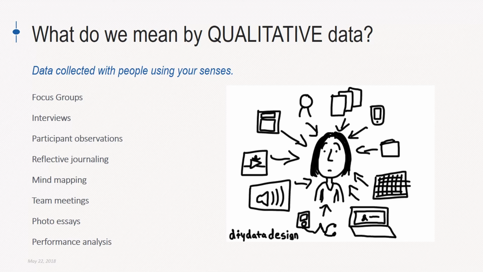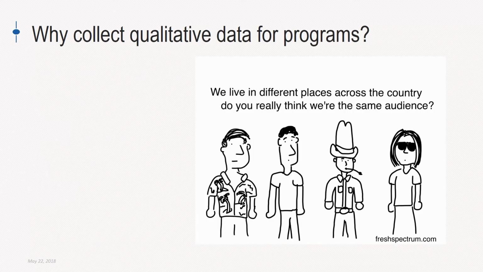So this other cartoon by Chris Leslie, Fresh Spectrum, says, "We live in different places across the country. Do you really think we're the same audience?" And with NSF Includes, and in other grant projects, where we talk about multi-site evaluations or bringing in different populations, it's important to be mindful of the culture that we're doing the evaluation in. So qualitative data can help with that.